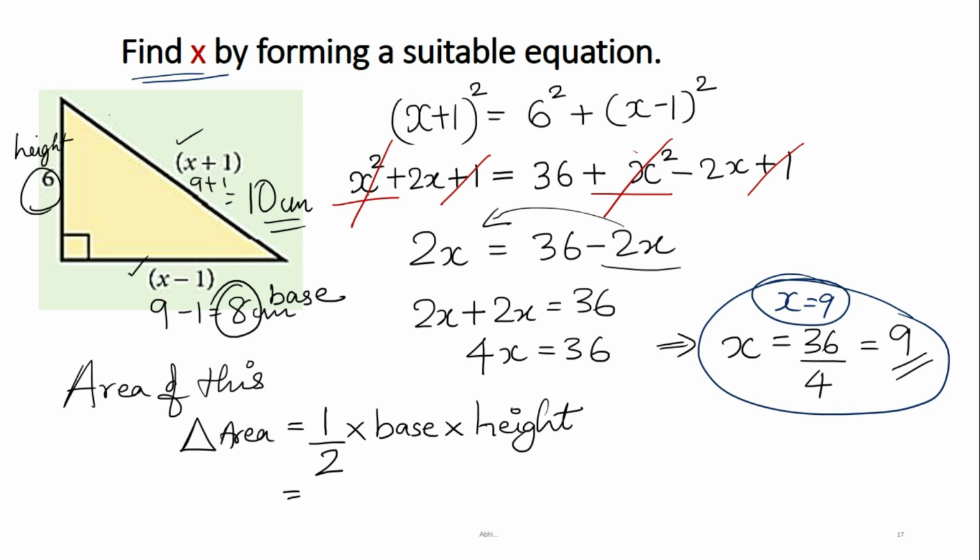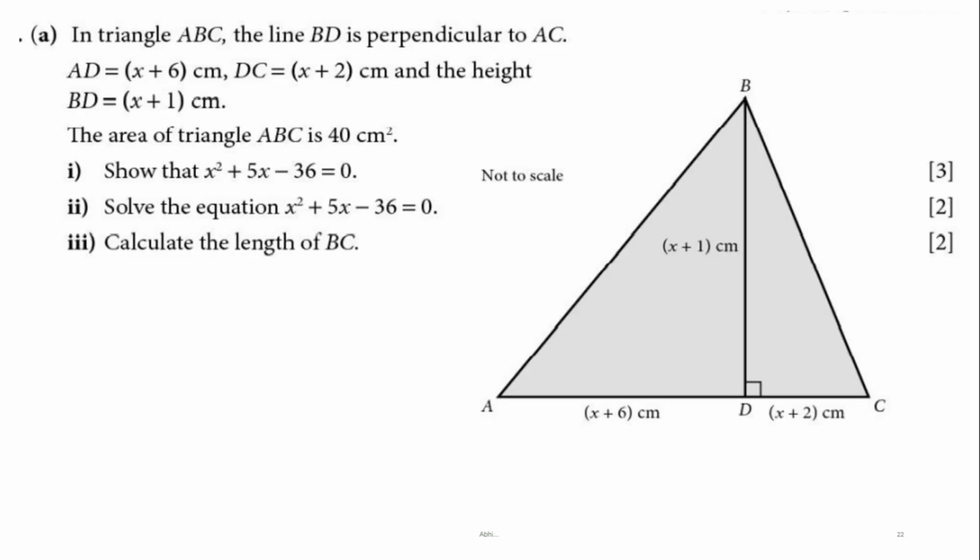So you have to just substitute it. So it becomes half times 8 times 6, which is equal to 24 centimeters square. Now let's discuss another question here.